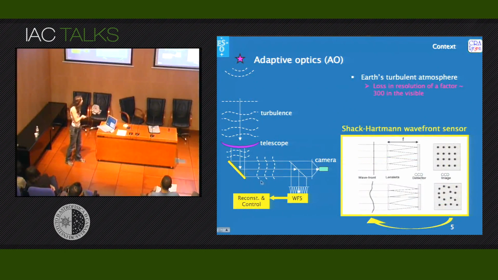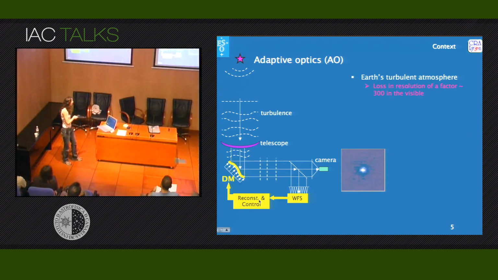And from this, you control a deformable mirror to compensate the perturbation of the wavefront in real time. And this provides you diffraction-limited images on the science camera. So this is the principle of the closed-loop adaptive optics. And it allows you to retrieve the diffraction limited resolution.